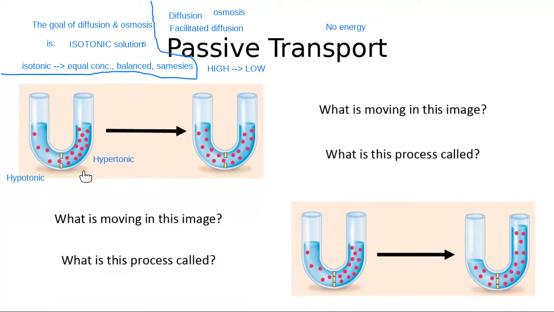Okay, so I've got two solutions here. One of them is hypotonic. One of them is hypertonic. My goal with diffusion or with osmosis is to make them isotonic. Over here, they're isotonic. They both have the same concentration. Now, they both have the same concentration because something moved. Can we tell when we compare this tube to this tube? What is it that moved from one side to the other?